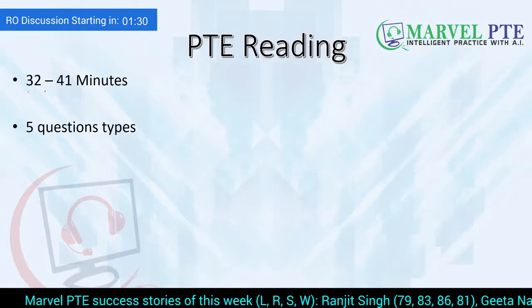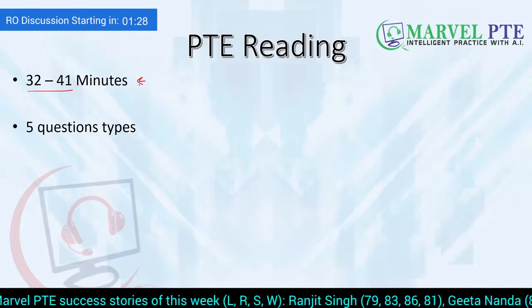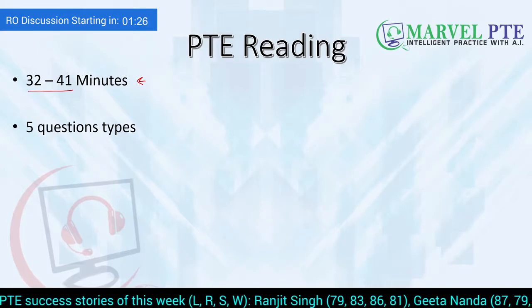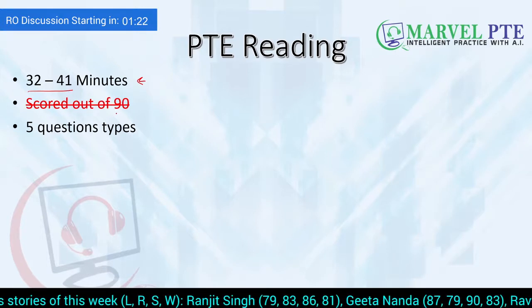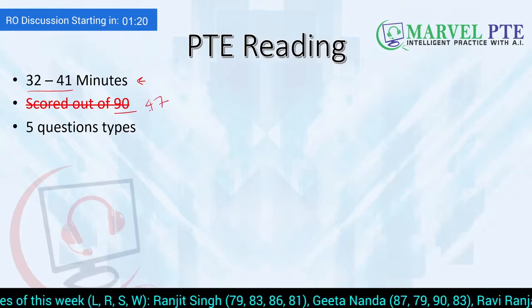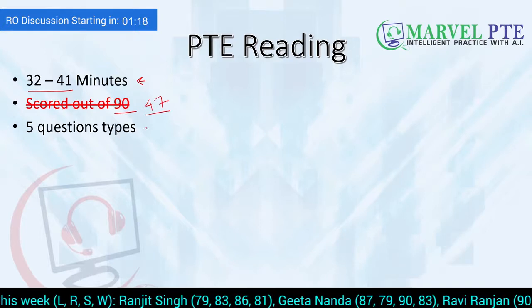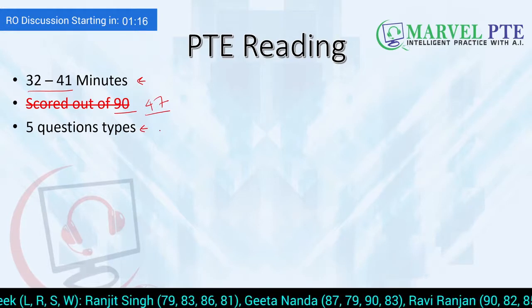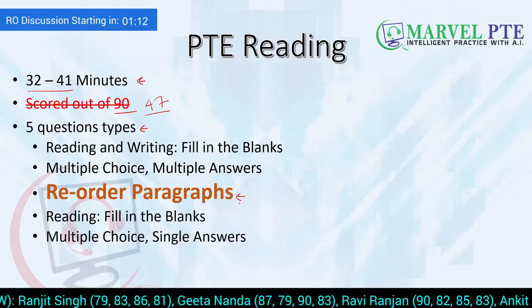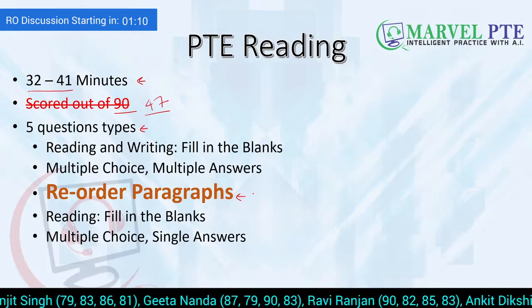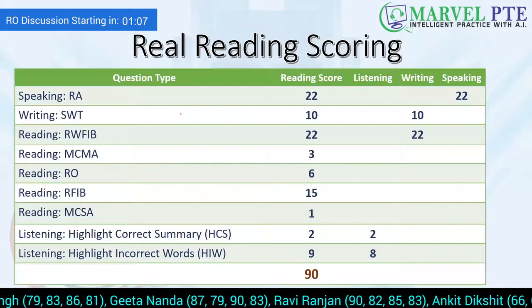PTE reading is of 32 to 41 minutes. So आपको manage time खुद करना होता है, individual timers questions के नहीं होते हैं, and it is not scored out of 90, it is scored out of 47 marks. And it has 5 question types, and जो हमारा आज का question type है, topic है video का reorder paragraphs, that is the third question type in this order. Now let's see the scoring.